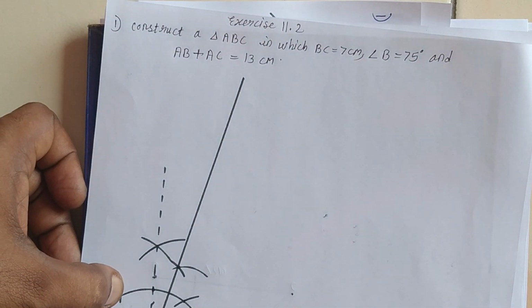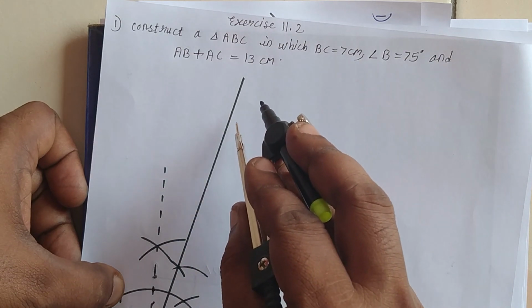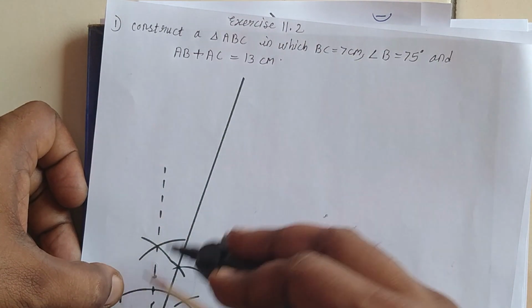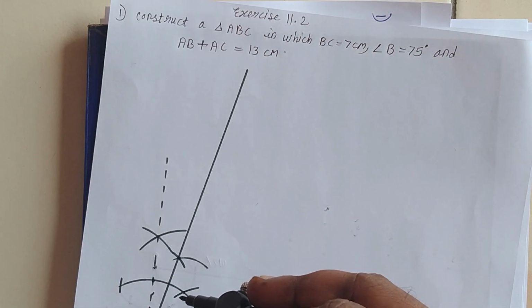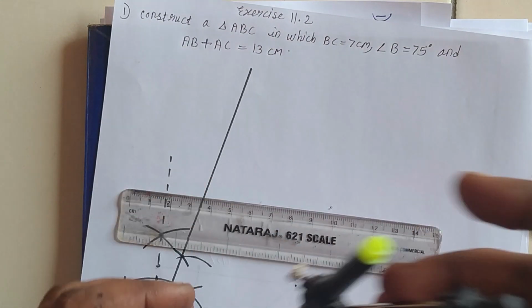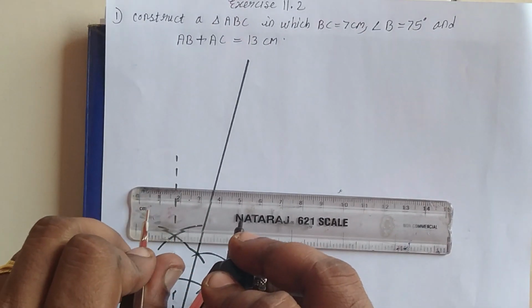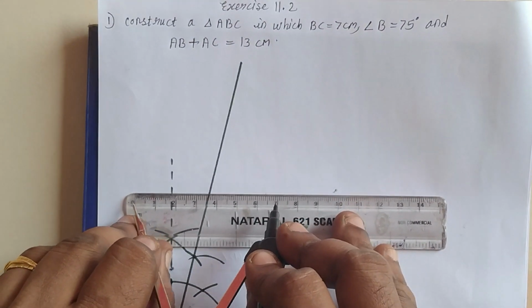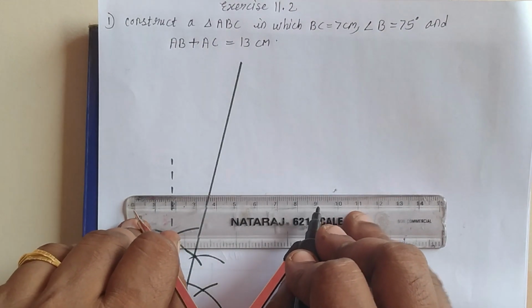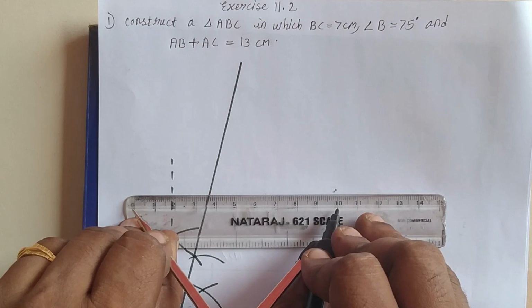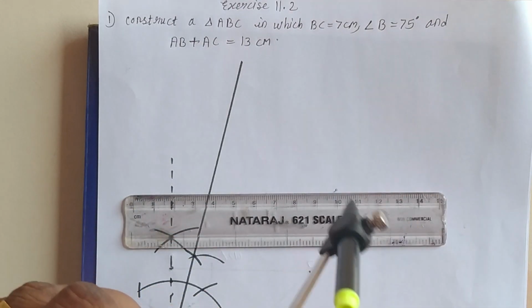So from B on ray 75, you have to draw the arc which will be at a distance of 13 centimeter from B. Now student, it is very difficult to take 13 centimeter. So what we will do, we will first take 10 centimeter. See, even for the 10 you have to straighten too much, so it will give us 10 centimeter.